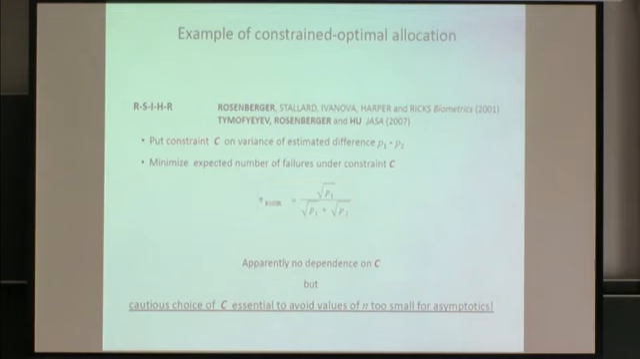Okay, this is an example, but I won't go into this. Constrained optimal allocation, we got this fantastic target, RSIHR, which we've seen, that is derived from a constrained optimization approach. And the constraint is on the power or the variance of the estimated difference, but the two are equivalent, I think. So if we minimize the expected number of failures under a constraint, we get this ideal proportion. And it looks very nice because apparently there is no dependence on the constraint. Apparently.